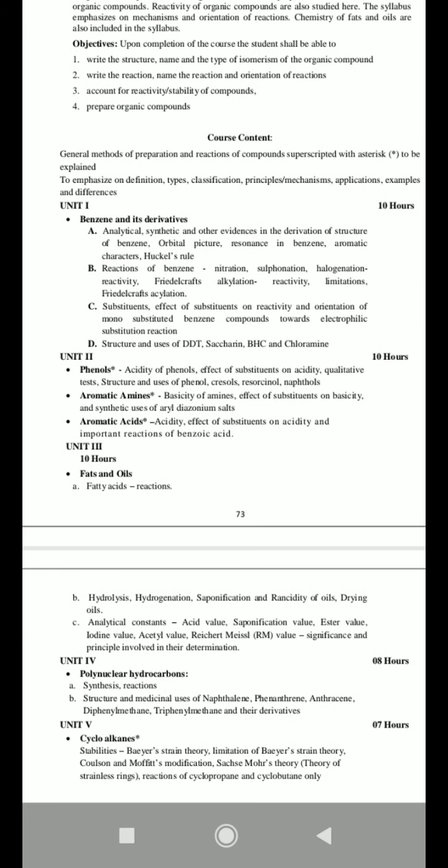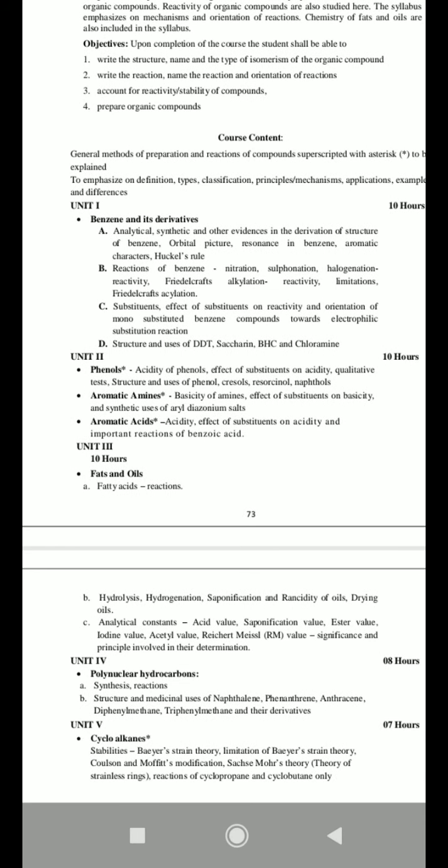Then unit three is also for 10 hours. In that we will study fats and oils. In fats and oils, first we will study fatty acids and reactions of fatty acids. Second, hydrolysis, hydrogenation, saponification and rancidity of oils, drying oils, etc.